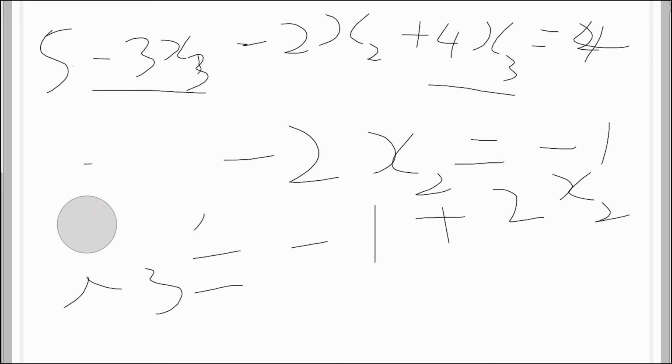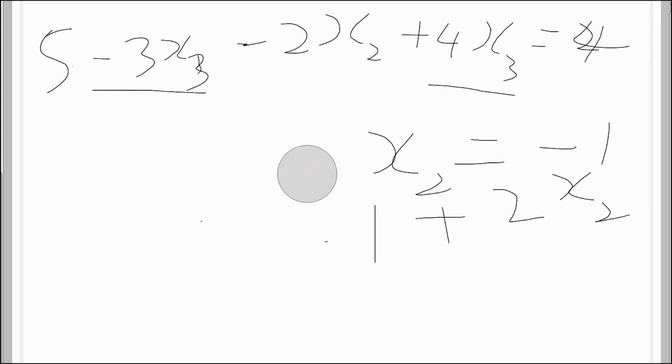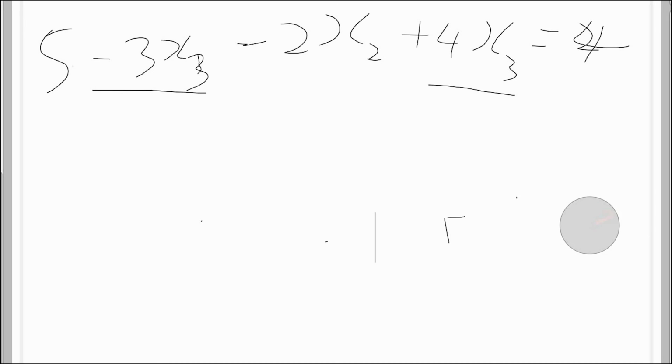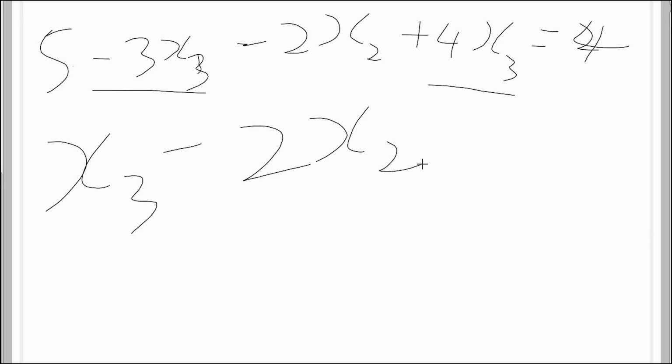So let's quickly erase this. I'm doing it in terms of x3, so I'm not supposed to be looking for x3. I'm supposed to be looking for x2. So subtracting these from each other, that's x3 minus 2x2, which is equal to minus 1.